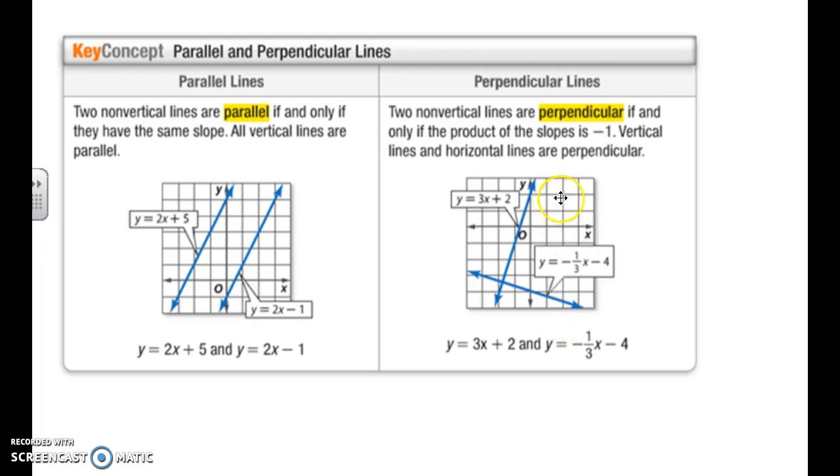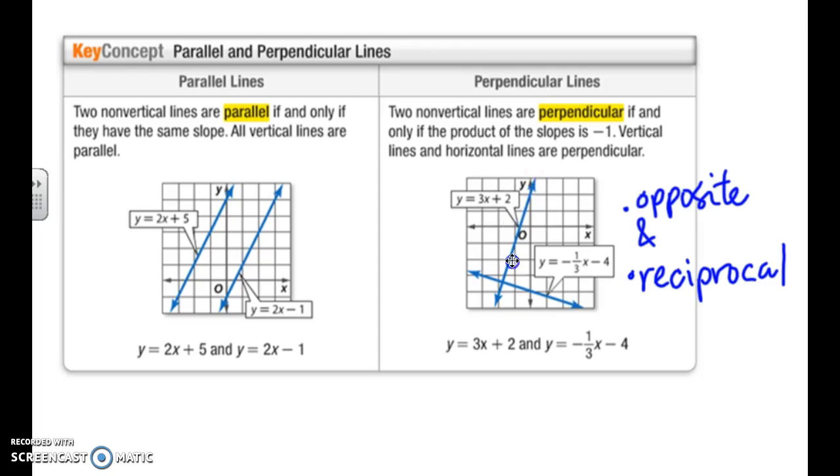Perpendicular lines, on the other hand, have the property that their slopes are opposite and reciprocal. Opposite meaning that if one of them has a slope that's positive, then the other one has to have a slope that's negative. That's the only way to get them to go in opposite directions so that they run into each other and make a 90-degree angle, which you may remember from geometry.